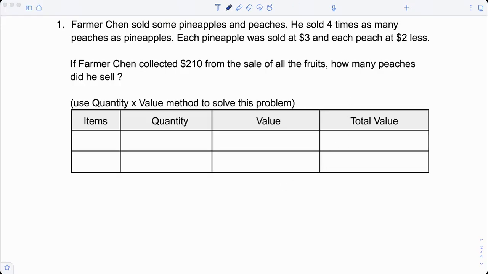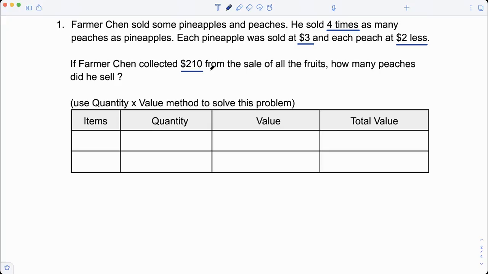Farmer Chen sowed some pineapples and peaches. He sowed 4 times as many peaches as pineapples. Each pineapple was sold at $3 and each peach at $2 less. If Farmer Chen collected $210 from the sale of all the fruits, how many peaches did he sell?